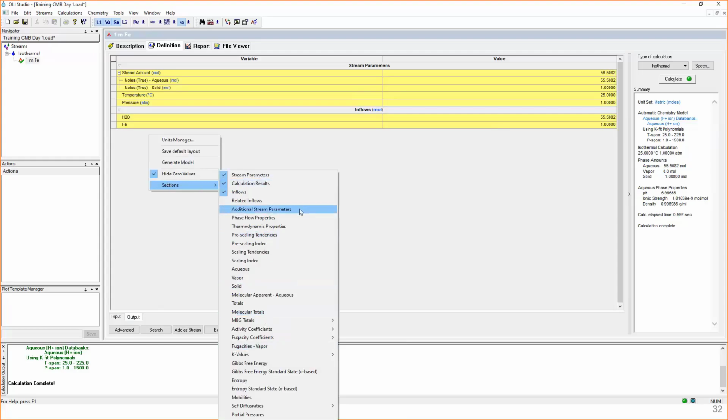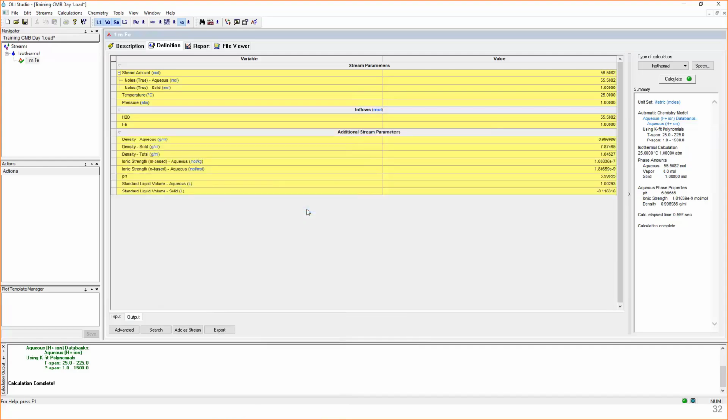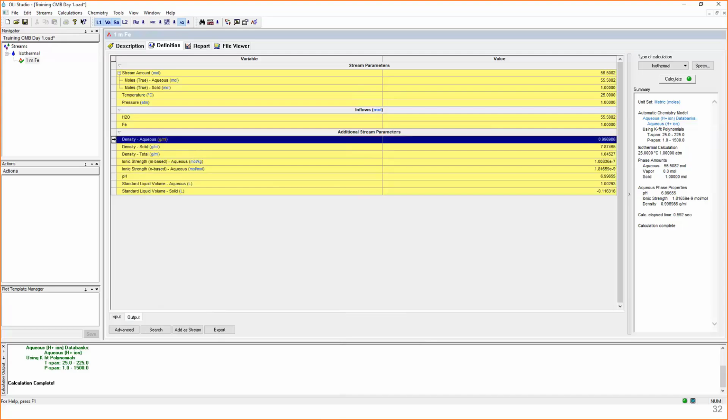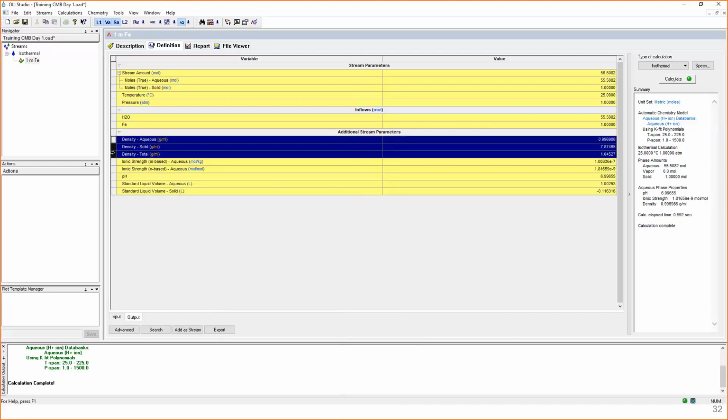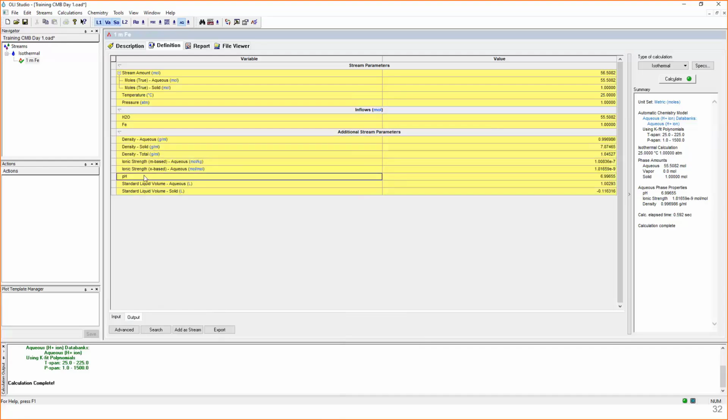You have additional stream parameters, phase flows, thermodynamic properties, pre-scaling tendencies, what is in the aqueous phase, vapor phase, solid phase, molecular totals, and MBGs, which stands for material balance groups, activity coefficients, K values, Gibbs free energy, partial pressures, etc. For this calculation, I'm going to click on additional stream parameters, and you'll see more detailed information about every single phase, about density, ionic strength, pH, liquid volume, etc. Okay, so your pH here is basically 6.99.